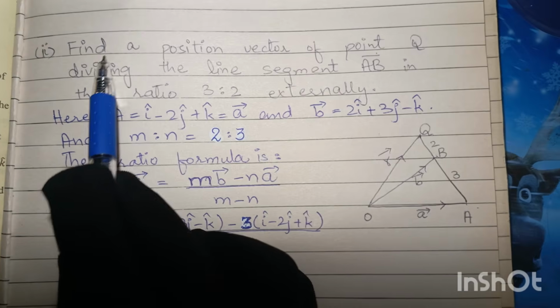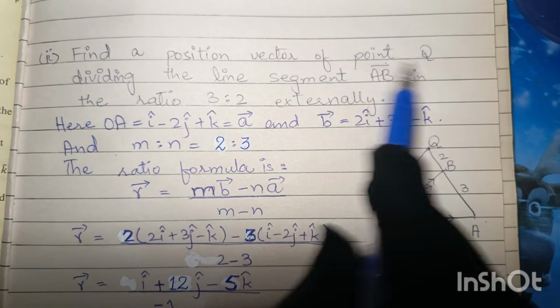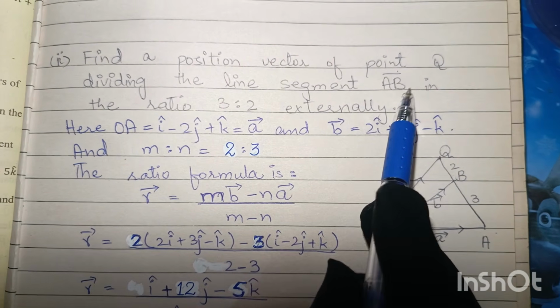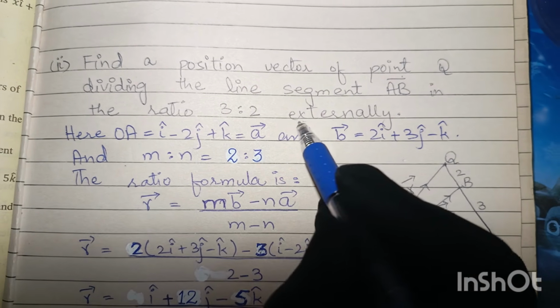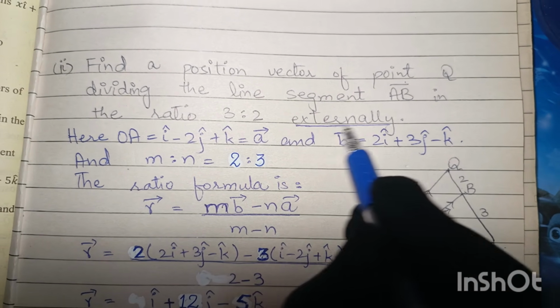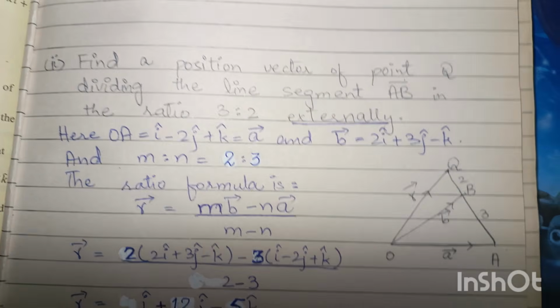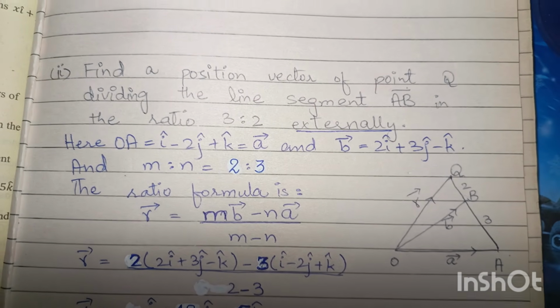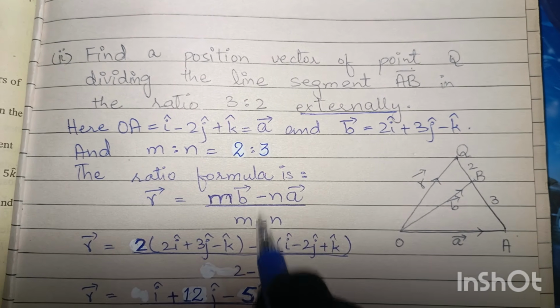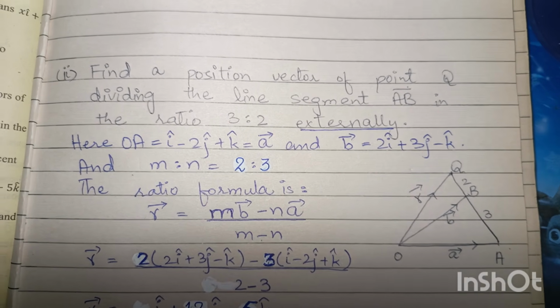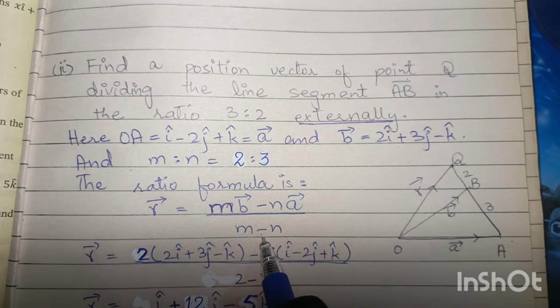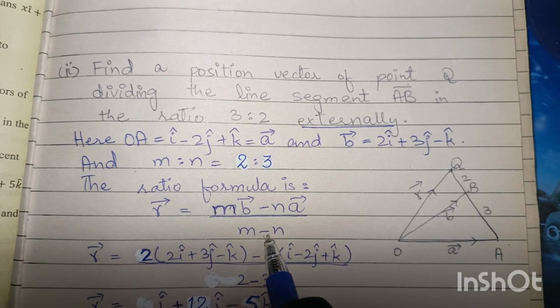In the next part, we are given: find a position vector of point Q dividing the line segment AB in the ratio 3:2 externally. So this word is important, internally and externally. If we are given the word externally, we will put a minus sign over here. And if we are given the word internally, we will put a plus sign over here. Please keep this in your mind.